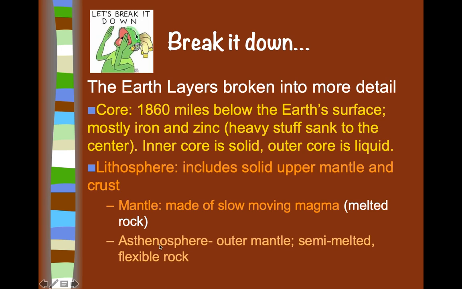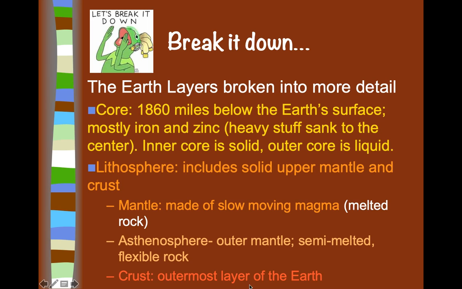And then the asthenosphere is the outer mantle, which is semi-melted. It's more flexible. Think more like putty than like liquid, like Play-Doh putty. It's flexible, but it's not necessarily liquidy. And then you have the crust. So the lithosphere is made of the mantle, the asthenosphere, and the crust.